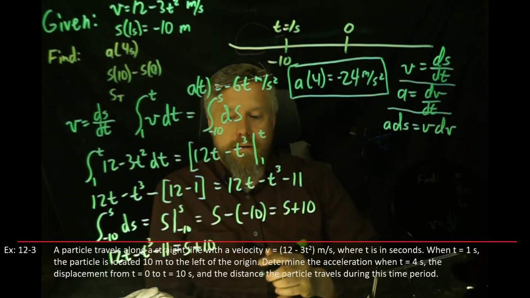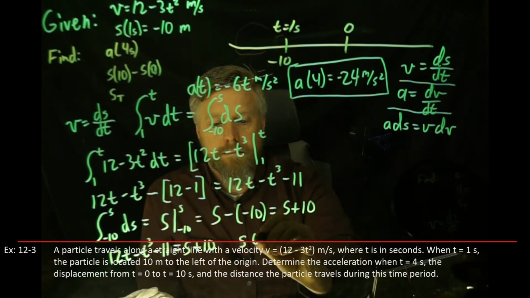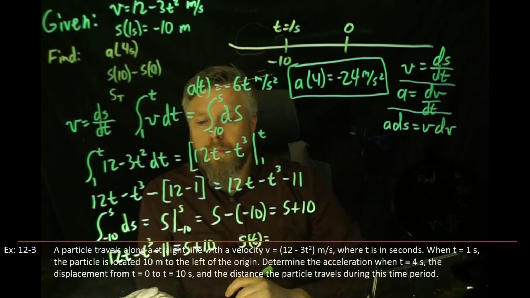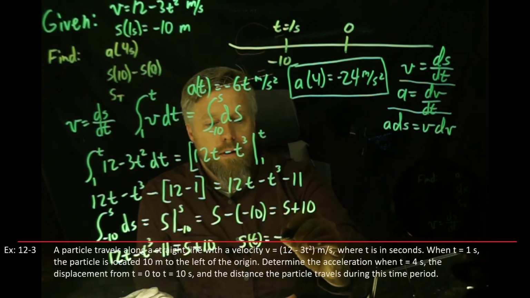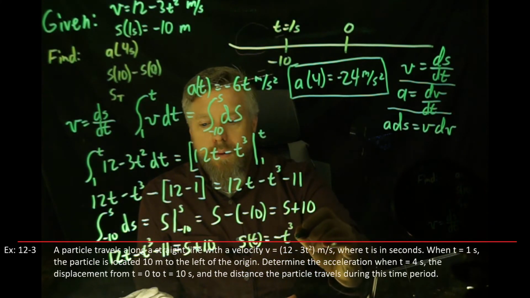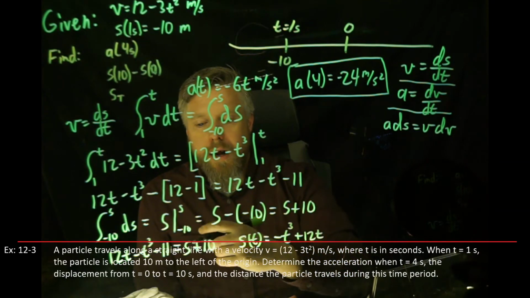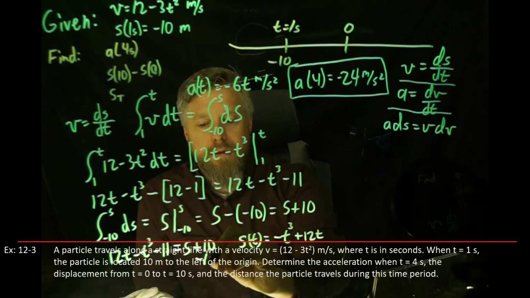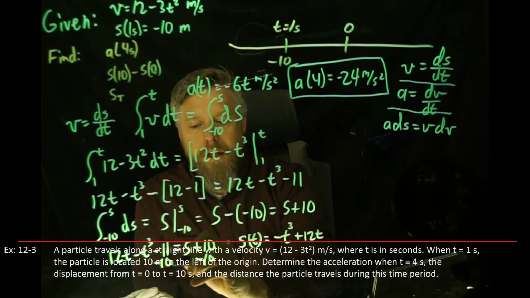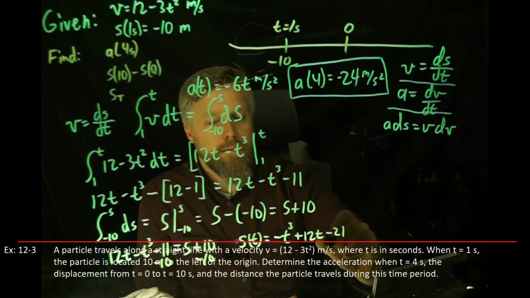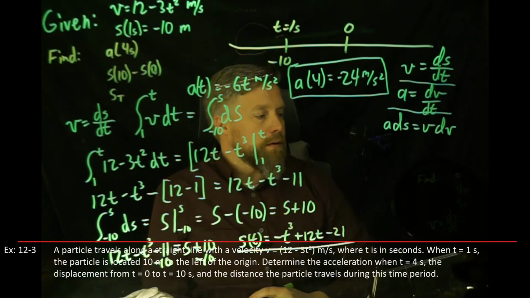And solve for s. I'm going to also put the t cubed in front, because that's how we like to order polynomials. And I have a -11, and I take that 10 and I subtract it on both sides, so I get a -21. And there I have my equation for position.